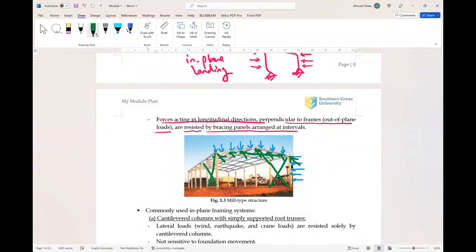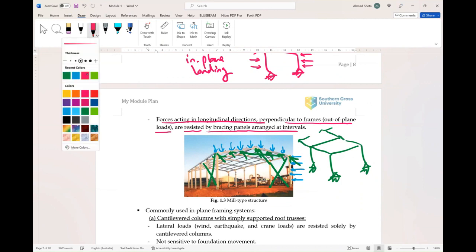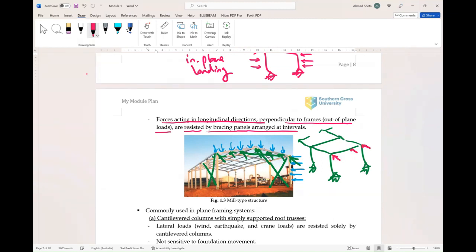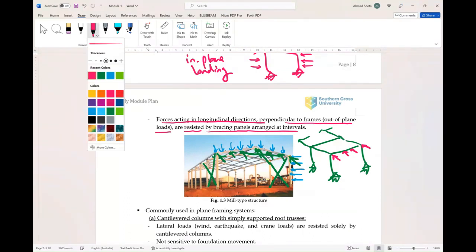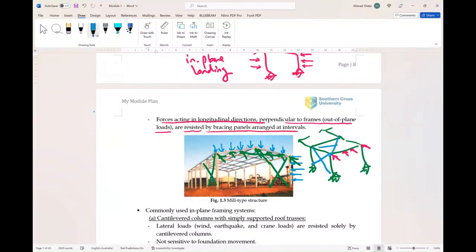So if this is our frame and this is the next frame, and so on, any load in this direction like this will be resisted by this bracing. So the bracing, this is the bracing, will resist the wind load.